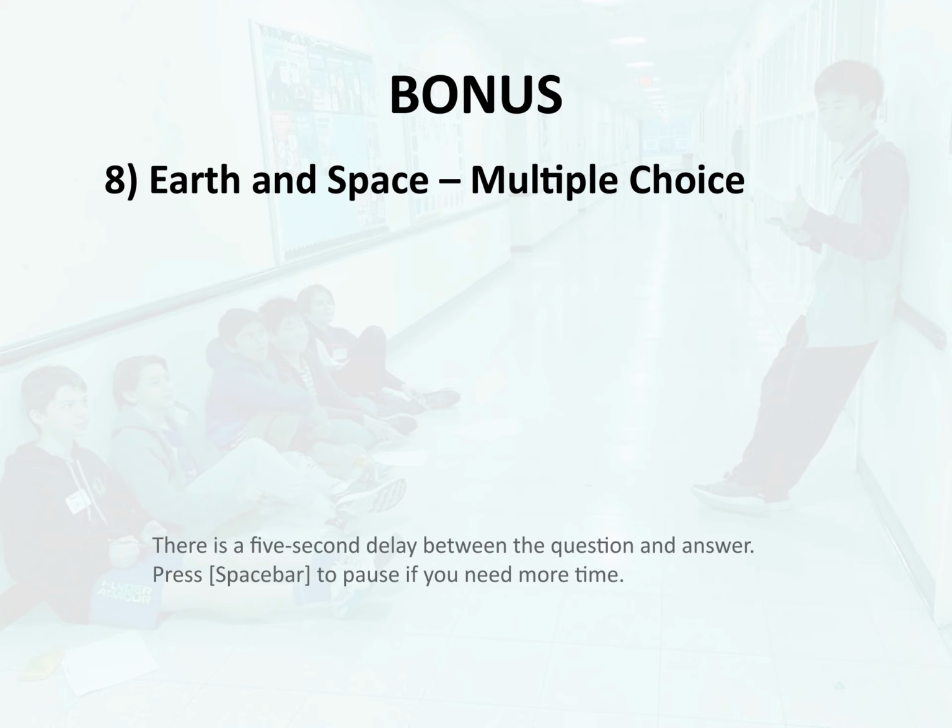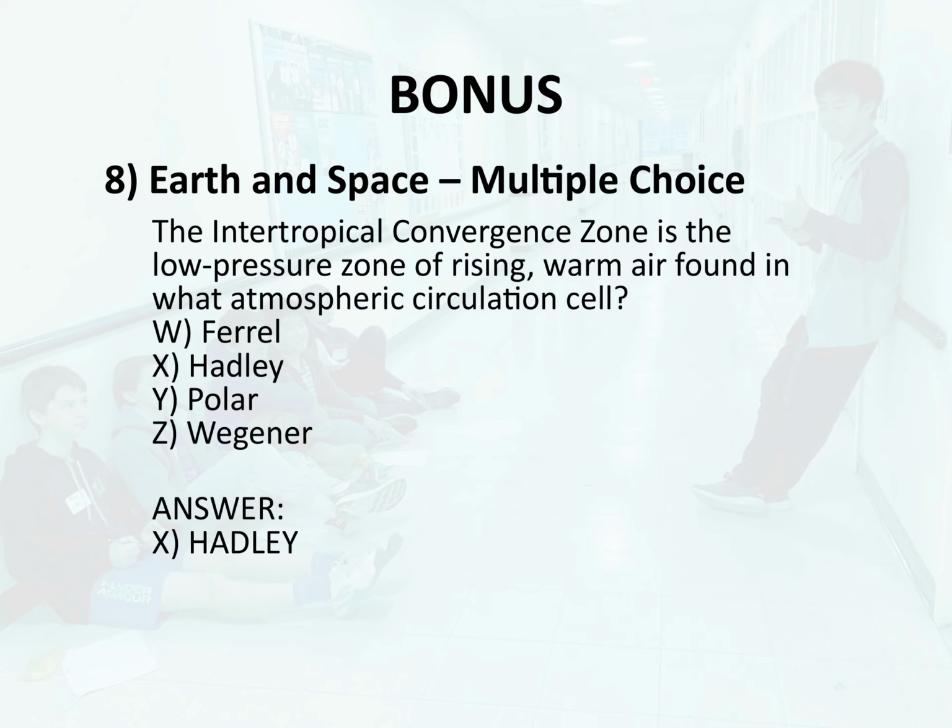Bonus 8. Earth and space, multiple choice. The intertropical convergence zone is the low-pressure zone of rising, warm air found in what atmospheric circulation cell? W. Ferrel. X. Hadley. Y. Polar. Z. Wegener. Answer: X. Hadley.